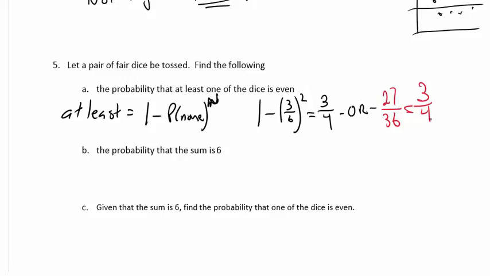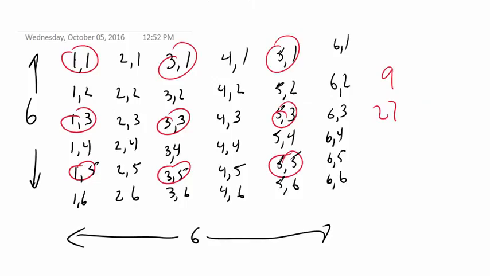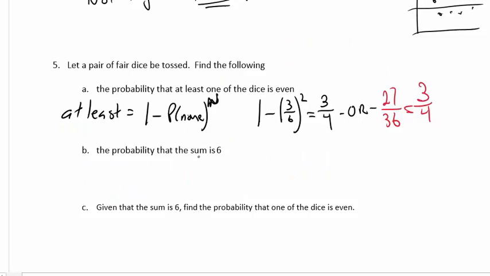Next question, the probability that the sum is 6. So let me go to my sample space here, and let me look for combinations that are 6. So 1 and 5 is 6, 2 and 4, 3 and 3, 4 and 2, and 5 and 1. And that happens to be it. And there's only 5 of those options out of the total 36. So 5 out of 36 is fine.